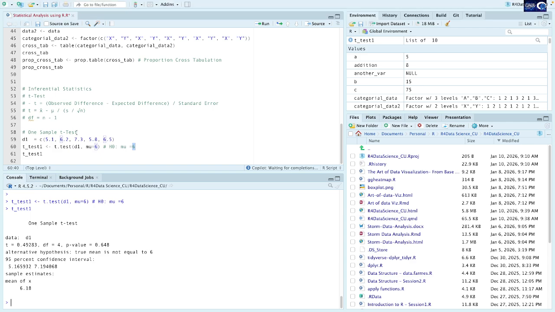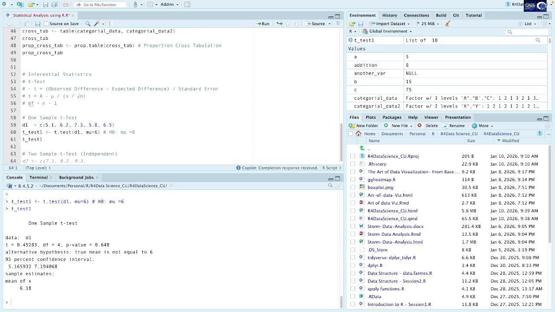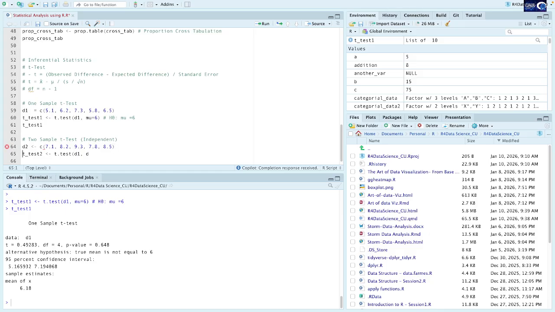Okay, I hope it is clear then. Now we'll move to two sample t-test, or we call it the independent t-test. Now I am creating another, D2 and D3. We'll use different data.